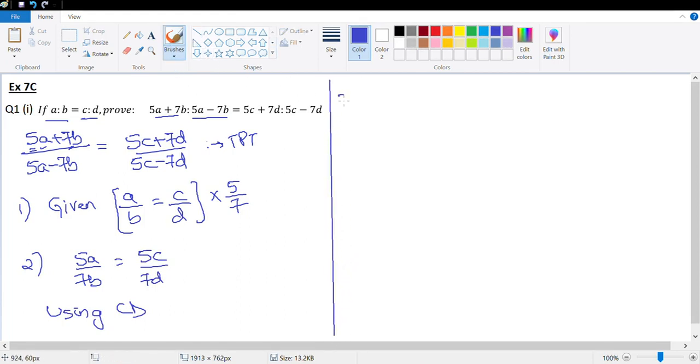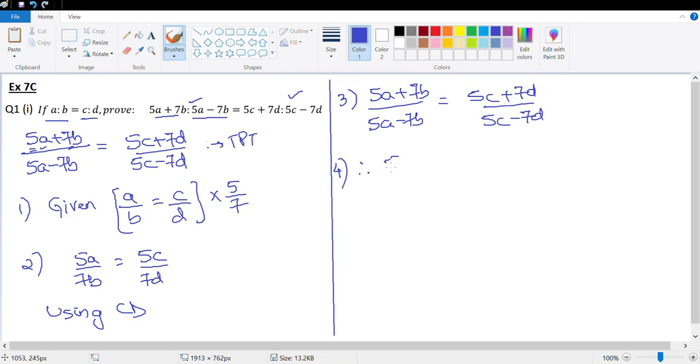number 3, 5A plus 7B upon 5A minus 7B is equal to 5C plus 7D upon 5C minus 7D. That's what they wanted us to prove. But in the question, they want us to write the answer in the ratio form. So let's write the answer in the ratio form. Therefore, 5A plus 7B is to 5A minus 7B is equal to 5C plus 7D is to 5C minus 7D. Perfect. I hope you've got the hang of using componendo and dividendo. Let's do one more question. This concept will become far more clear.